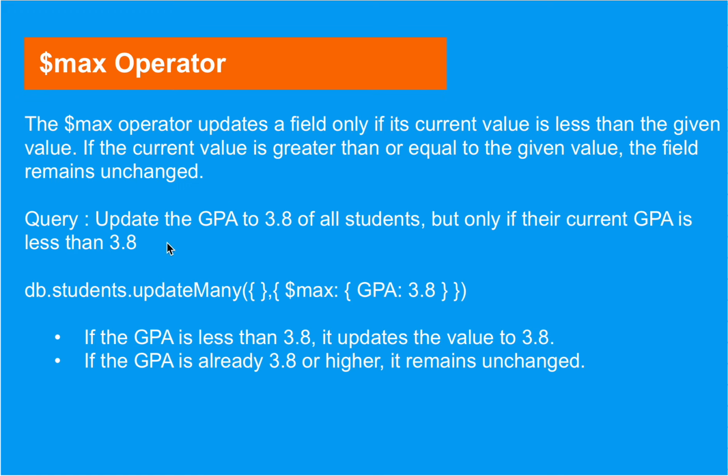Suppose you want to write a query updating the GPA of all the students to 3.8, if their current GPA is less than 3.8. The query will be like this: db.studentscollection.updateMany. The condition will be empty because it has to check each student's record in the students collection. And next, $max operator, the field name is GPA, the value is 3.8. This will check each document in the students collection. If the GPA is less than 3.8, it updates the value to 3.8. If the GPA is already 3.8 or higher, it remains unchanged.